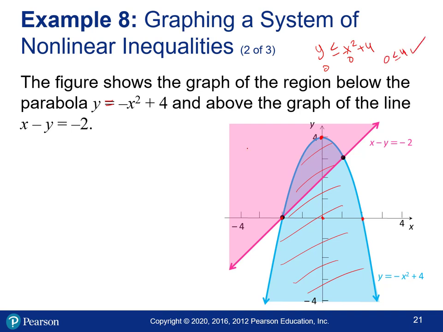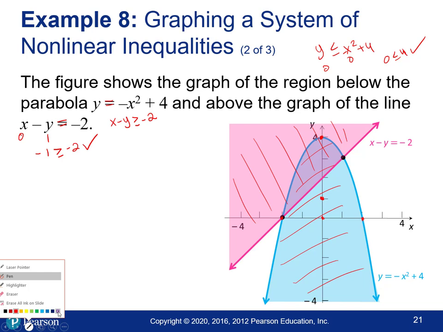0 is less than or equal to 4, which is true. The second one, our inequality was x minus y is greater than or equal to negative 2. For that one, we have our line and we want to shade above it. If we test a point, you don't always have to pick (0, 0), but it's nice because it's easy to plug in. So let's pick (0, 1). I have negative 1 is greater than or equal to negative 2, which is correct. Notice where these overlap is right in here.